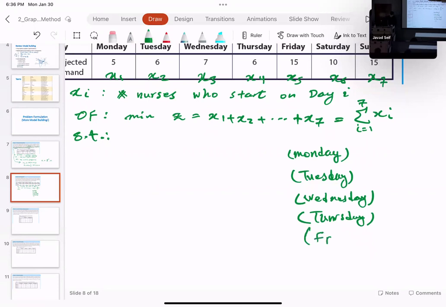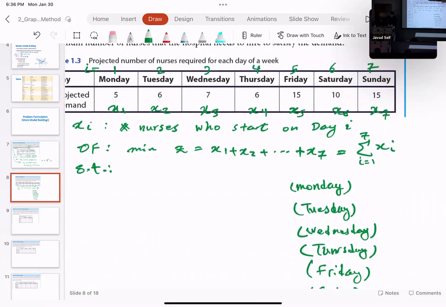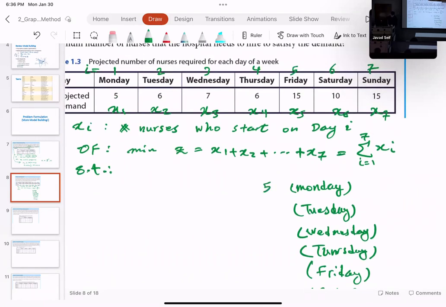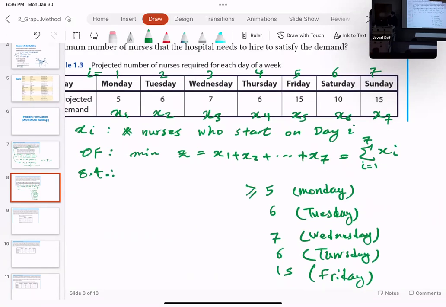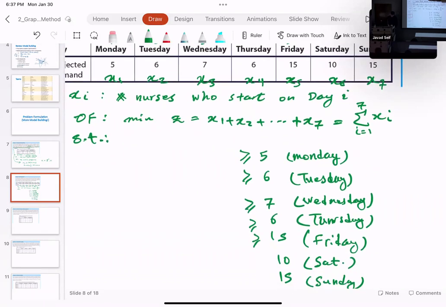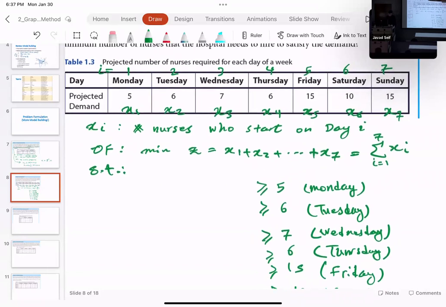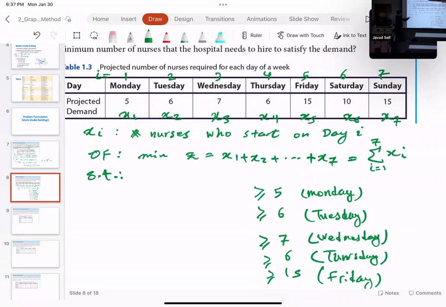And I'm going to give you a hint. Write a constraint for each day. The demand for Monday, 5, 6, 7, 8, 10. You want to make sure that you have at least 5 people for Monday, 6 people Tuesday, and so forth. How can you arrange those x1 to x7 here for a constraint?